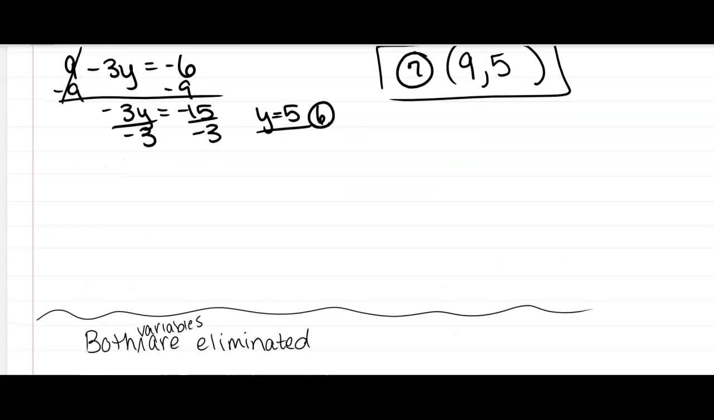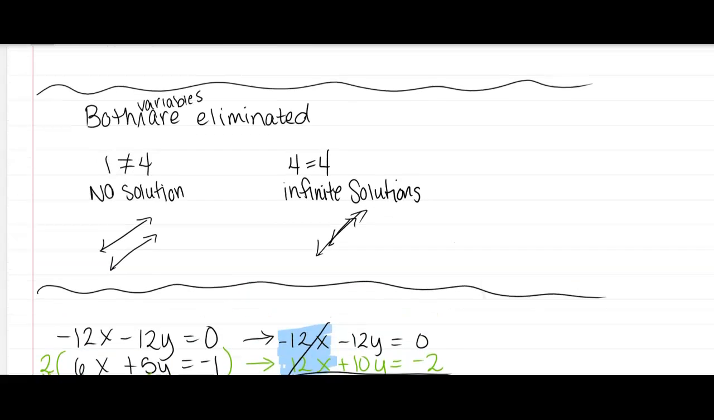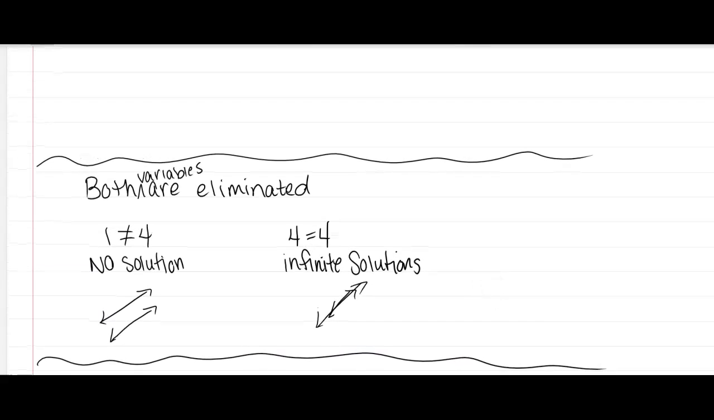Okay, there's going to be some cases where both variables are eliminated, and if that is the case, then at the very end, when you simplify as much as you can and you end up with an equation that is untrue, like 1 is not equal to 4, then we have no solution. And if we have no solution, that means our lines are parallel.